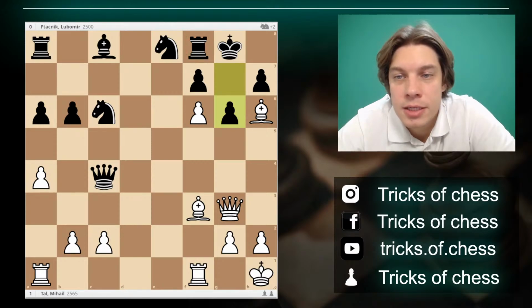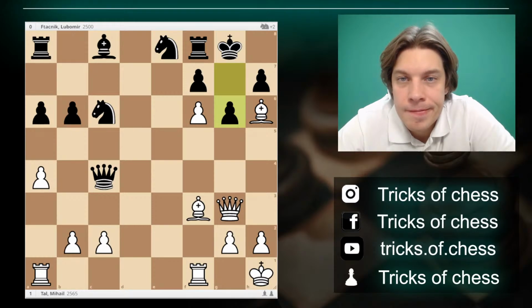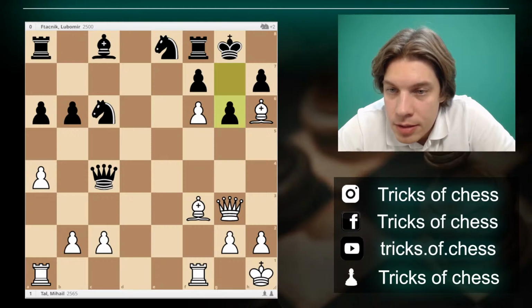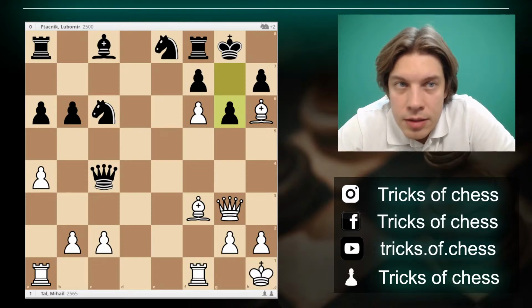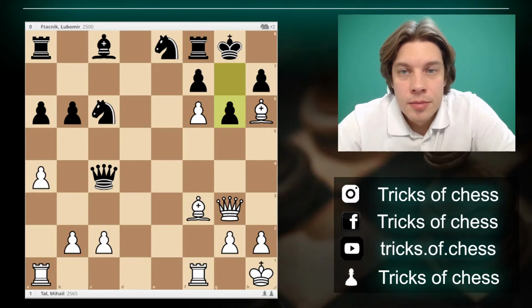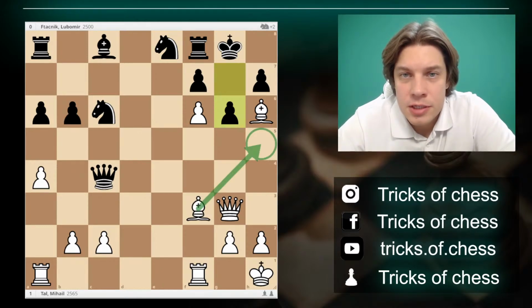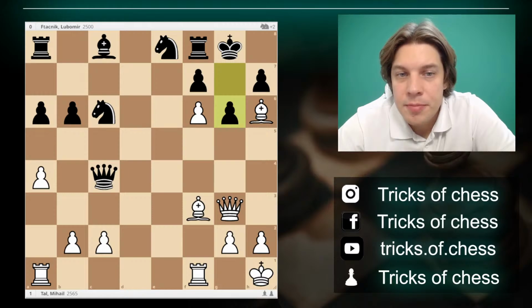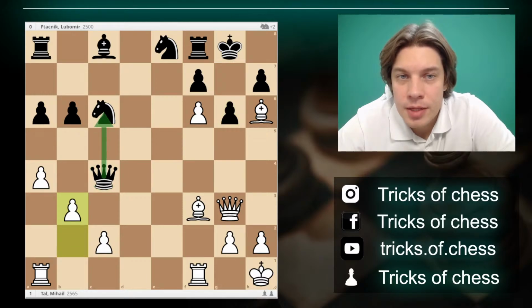But Mikhail Tal didn't take. What do you think? Which move did he play? Bishop h5. No, bishop h5 doesn't make sense. You are not threatening to take. He played b3 to get rid of the queen because the queen has to stay and protect on c6. So queen c3 was played.